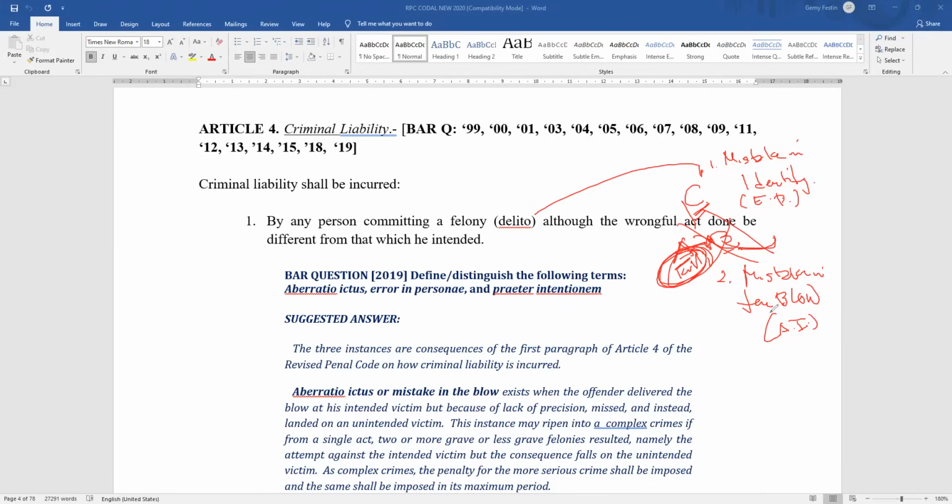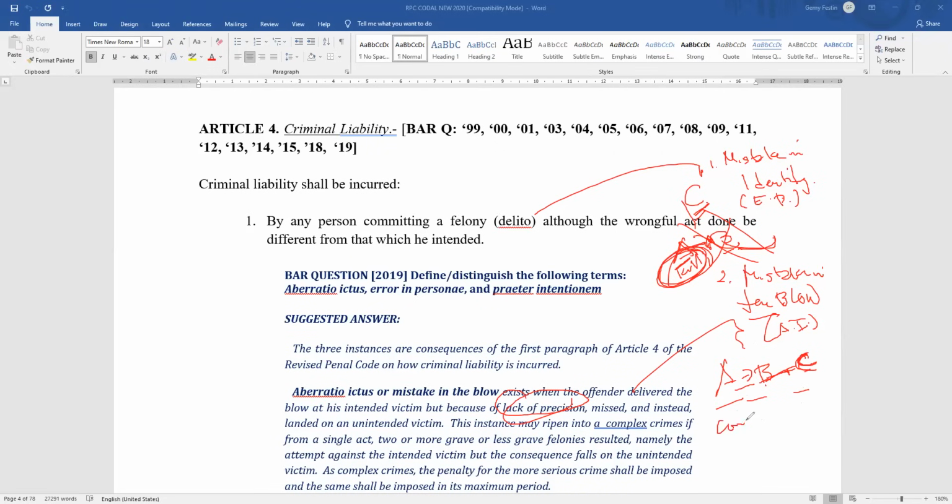When you talk about mistake in the blow, there are three persons present at the scene of the crime. Si A, si B, and si C. A intended to kill B. So he fired and shot at B. It hit B. The bullet passed through B, tumagos, and hit another person too, si C. So what's the magic word in mistake in the blow? Ang magic word yan is lack of precision. Because of lack of precision, tumagos pa yung bala kasi or nag-ricochet.